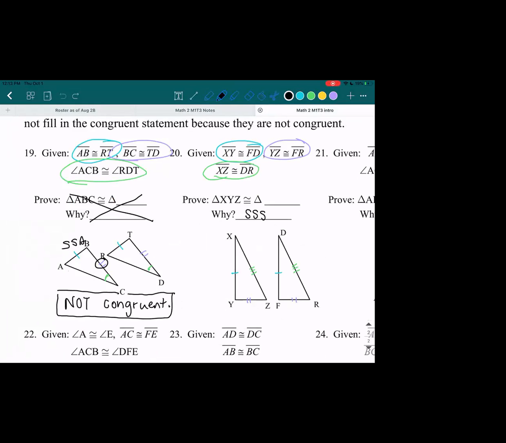And so we must write out the letters in the order that they should be in. So here they go X, Y, Z, so they start with that one, which corresponds with D. So I'm going to put D first, because D corresponds with X. The next one they put is Y. So Y corresponds with F, so I'm going to put F next, because Y corresponds with F. And then last but not least, they put Z, which for ours corresponds with R.